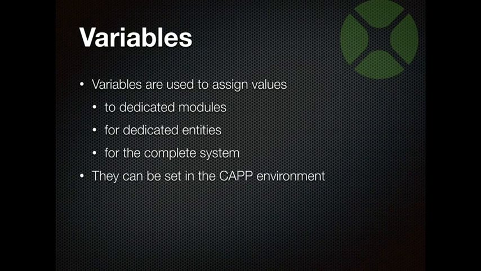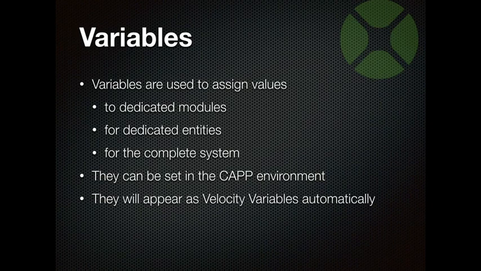You can put the variables in the CAPP, and the CAPP generates a file, a VM file, which is used, and this is then built in. They can be set in the CAPP environment. They will appear as Velocity variables automatically. That means if you put it in there, the syntax and the command for setting the variable in Velocity is generated and put in the file.